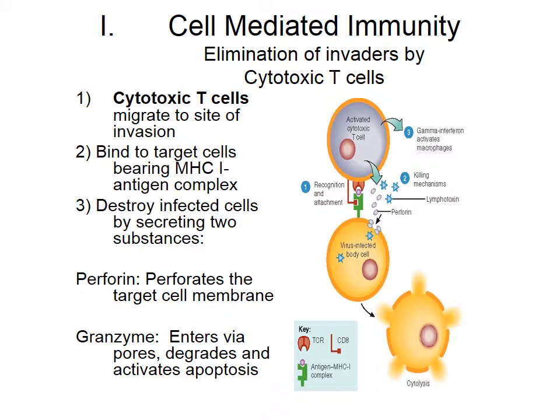First, the cytotoxic T cells will migrate to the site of an invasion, recognize from the MHC1 complex the antigen that's presented, and bind to those target cells. They're going to destroy these infected cells by secreting two substances. One is perforin, which will perforate the target cell membrane and create pores in the membrane of the host cell. Through these holes, granzyme will enter, and it'll degrade and release enzymes that will activate apoptosis.